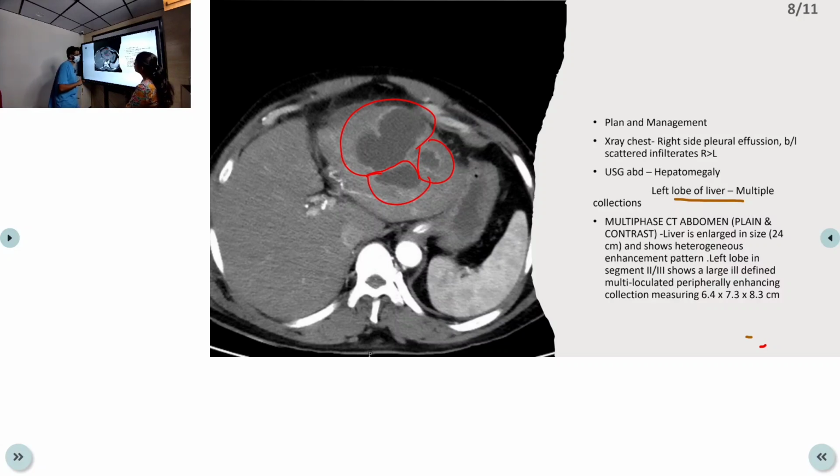Liver abscess. So usually where will liver abscess come? Liver abscess can occur in the right and left lobe of the liver. Mostly it will be in the right lobe. Why? More blood supply to the right side. So mostly it will be on the right side.